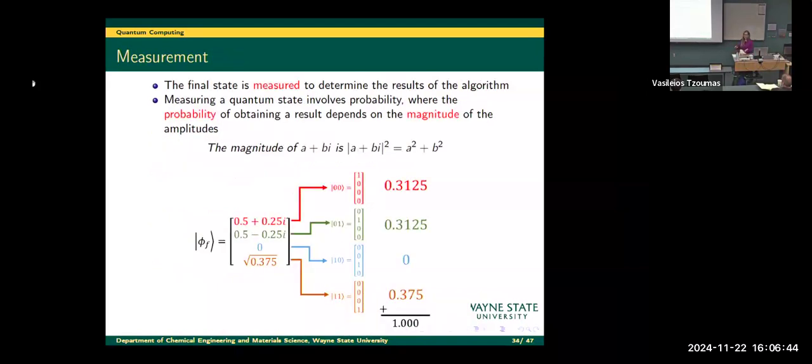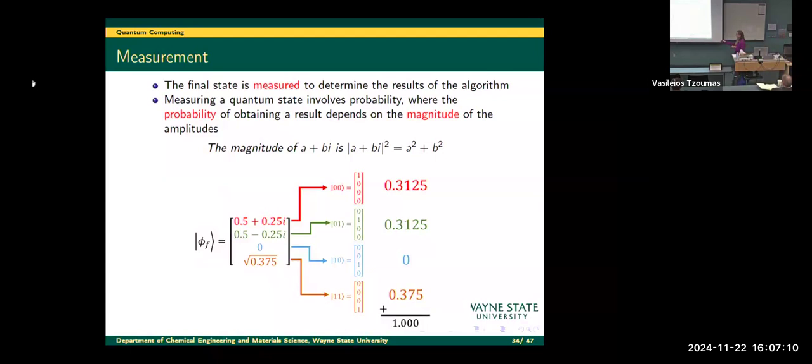And so as was mentioned, at the end of every quantum algorithm, the final state is measured to determine the results of the algorithm. This is where probability comes in. So quantum state evolution is deterministic, but when you have measurement is where probability will come. And this is because if we represent our quantum state, let's say we represent it as a vector, as was mentioned that this is possible to do, let's say that it is a 2-bit system.